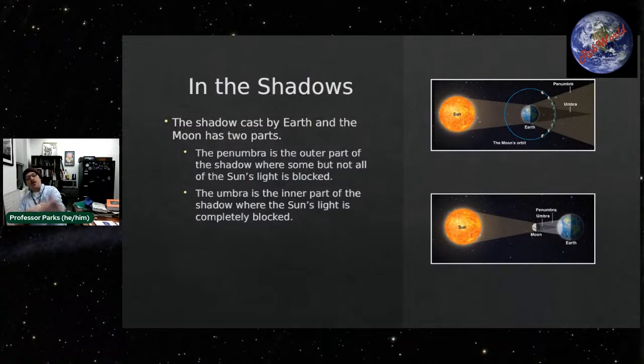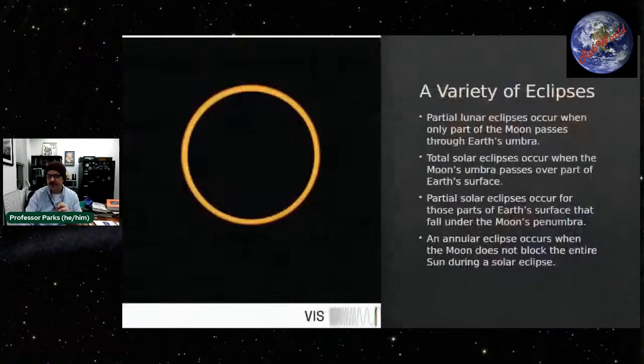Consequently, when the moon comes around the other side, occasionally the moon will actually pass in front of the sun and create a shadow of its own. And that shadow will then appear on the Earth and will travel across the surface of the Earth. And those people underneath that shadow will see that the sun is blocked to one extent or another. And that is a solar eclipse.